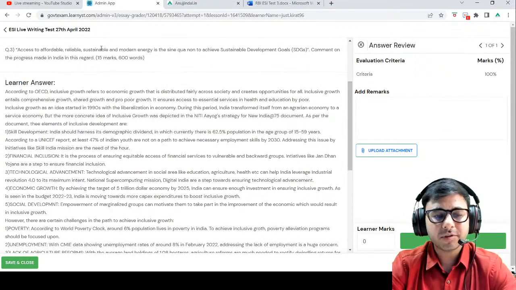Access to affordable, reliable, sustainable and modern energy is the sine qua non to achieve sustainable development goals. Comment on the progress made in India in this regard.